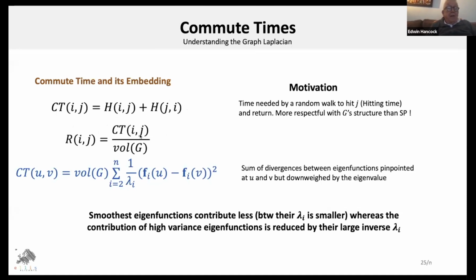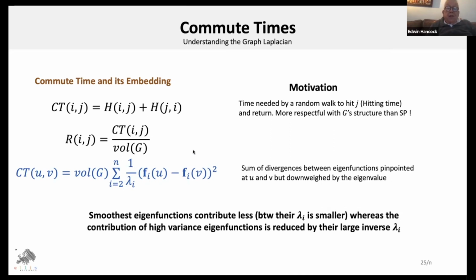So we can also define something called the resistance distance between a pair of nodes, and that's defined as the commute time divided by the volume of the graph. So it turns out that the commute time between nodes u and v is given in terms of the eigenvalues and eigenvectors of the Laplacian matrix. And this is the expression for it. It's just the volume of the graph. We sum over all non-zero eigenvalues, so we don't visit the smallest eigenvalue of the graph, and take the difference between the eigenfunction at node u divided by the same thing for node v and square it.